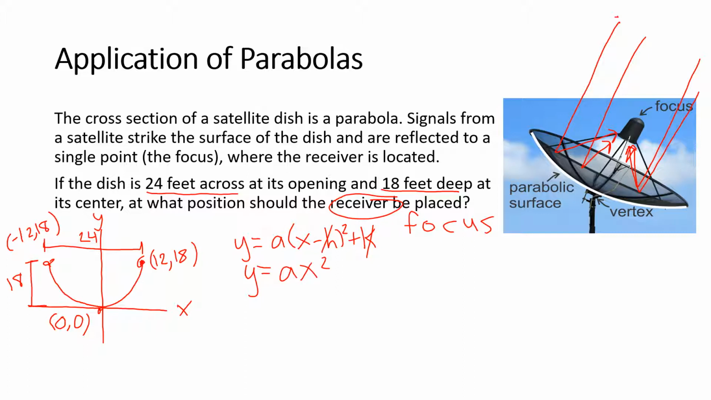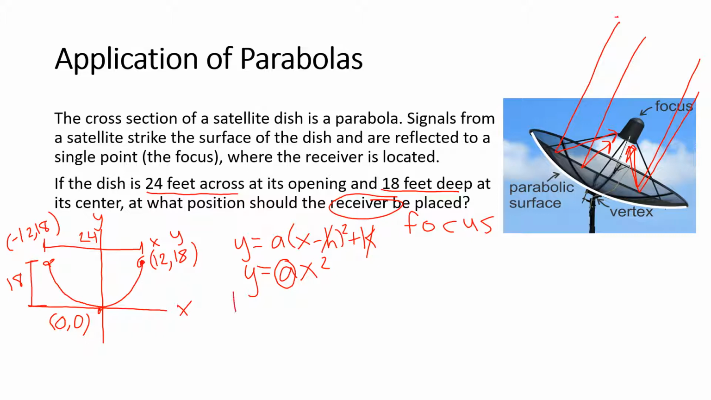Now, I need to know what a is, because if I can figure out what a is, then I can find p, which will tell me where my focus needs to be. So if I'm trying to solve for a here, then I have to have a number to plug in for x, and I have to have a number to plug in for y. That's where these coordinate points come in handy. A coordinate point has an x value and a y value. So I'm going to plug those numbers into this equation.